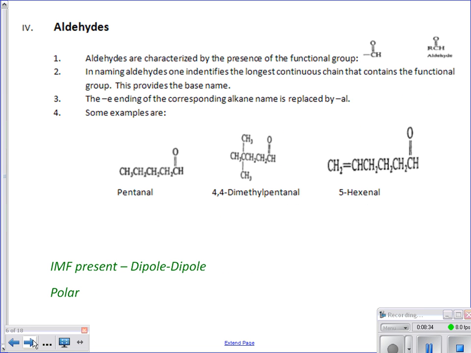Then we move into our aldehydes. Aldehydes, you have, let's see what's better to look at. Let's just look at this guy right here. You have a carbon, and notice that it is a terminal carbon. I don't see where that says that.